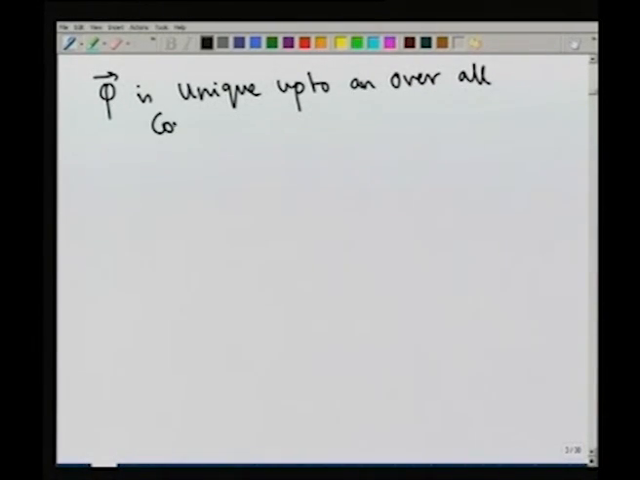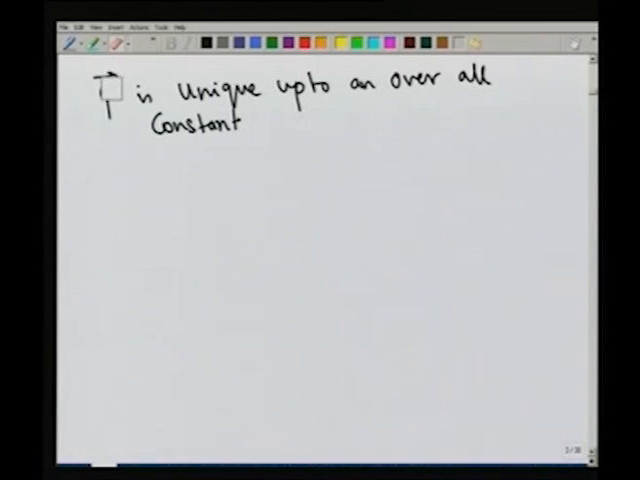However, we should ask ourselves what the ambiguity or what the uniqueness in phi is. After all, E is given by the gradient of a scalar field, so there should be some freedom in choosing the phi. The answer to that is also known to you. We know that phi is unique up to an overall constant. What do I mean by constant? That constant is a number all over the space.